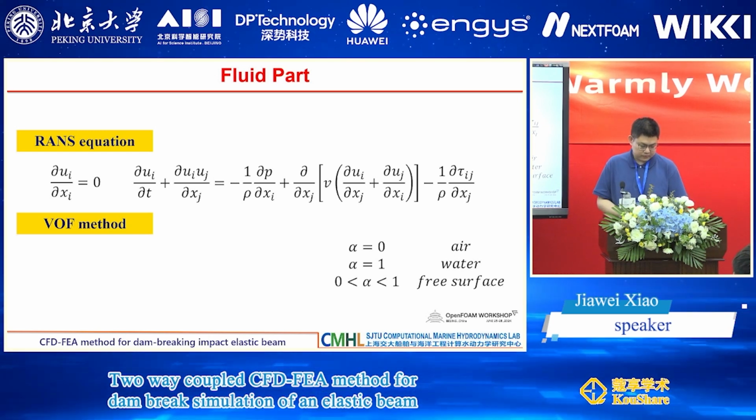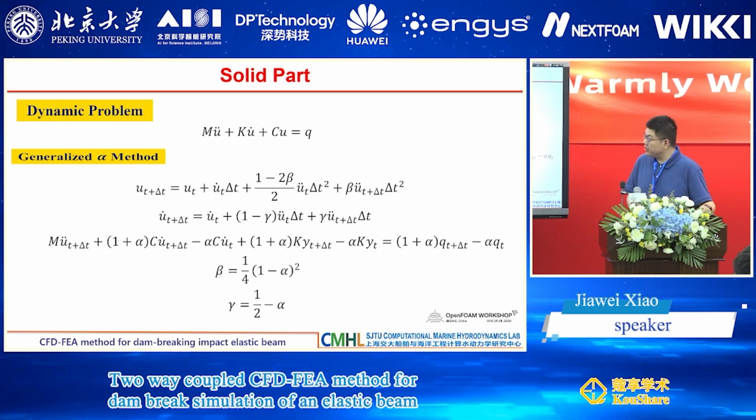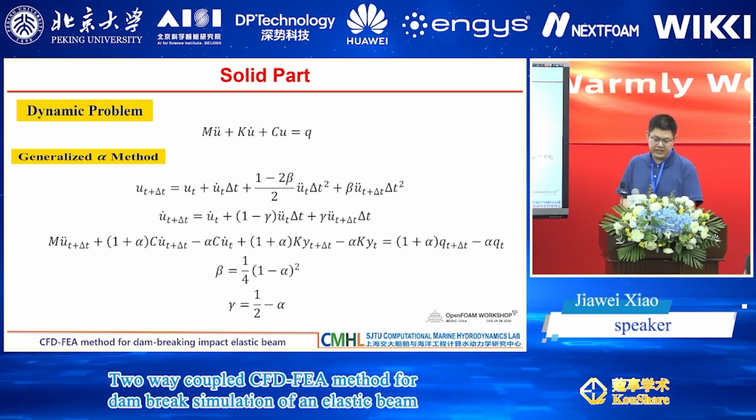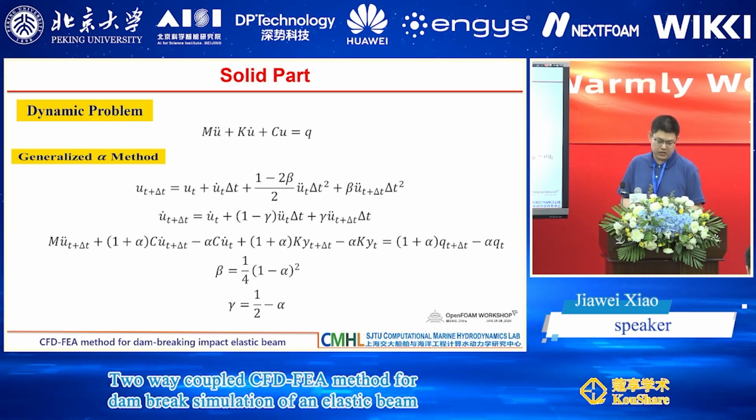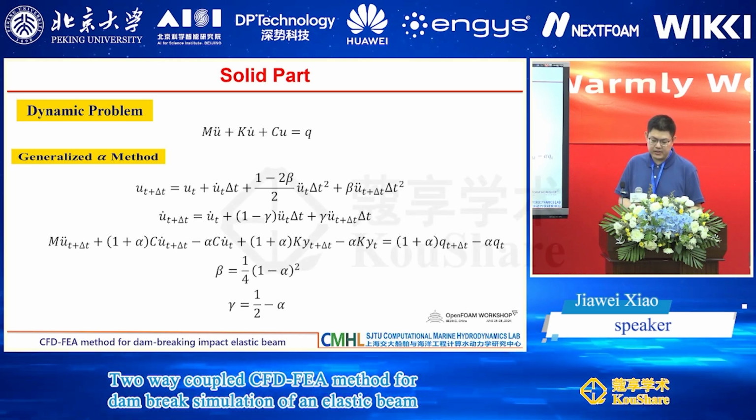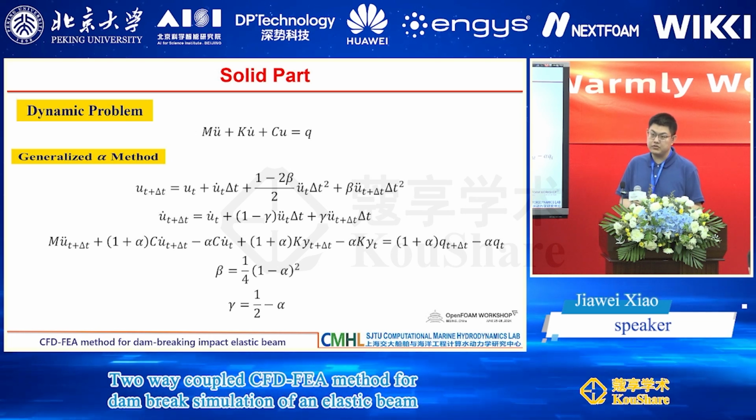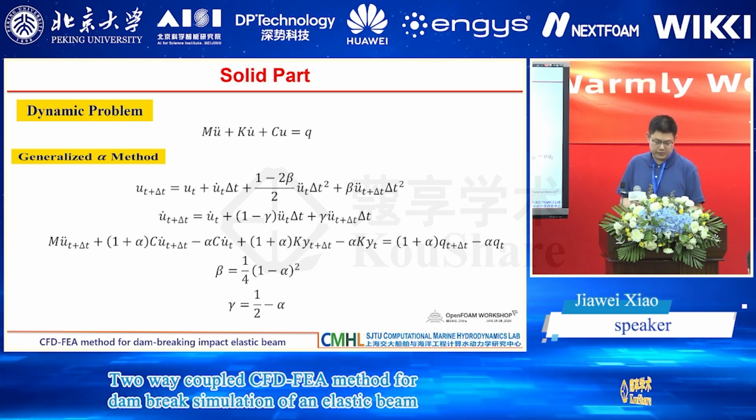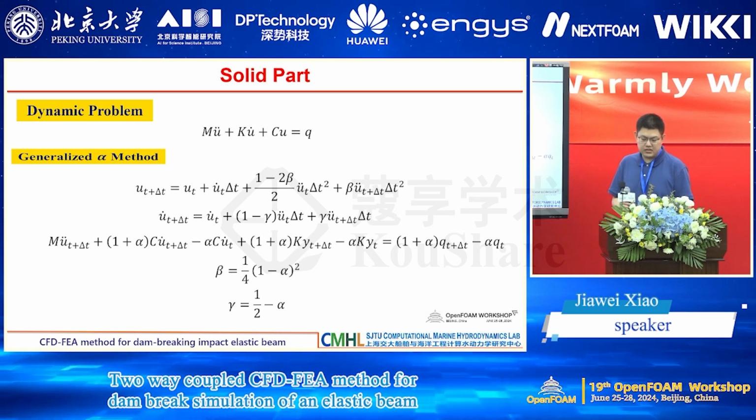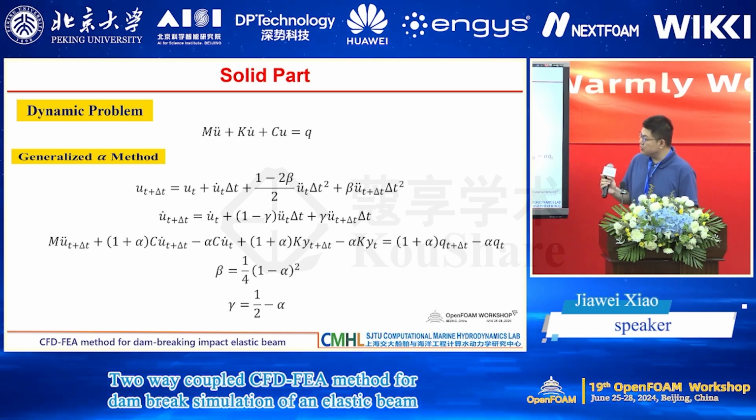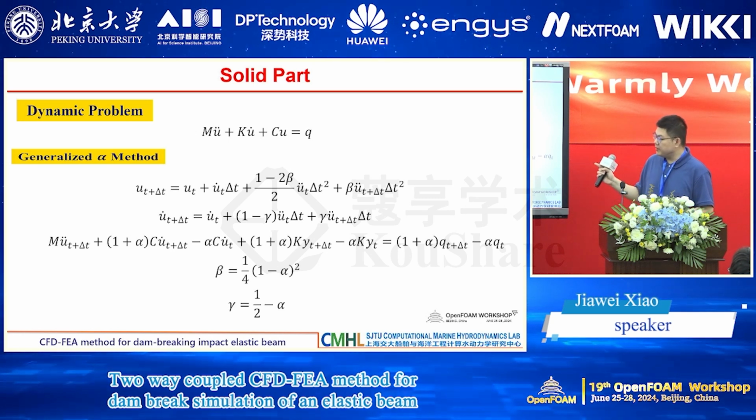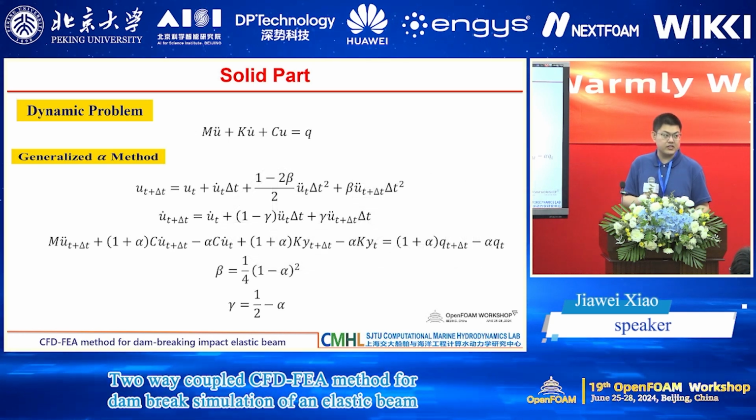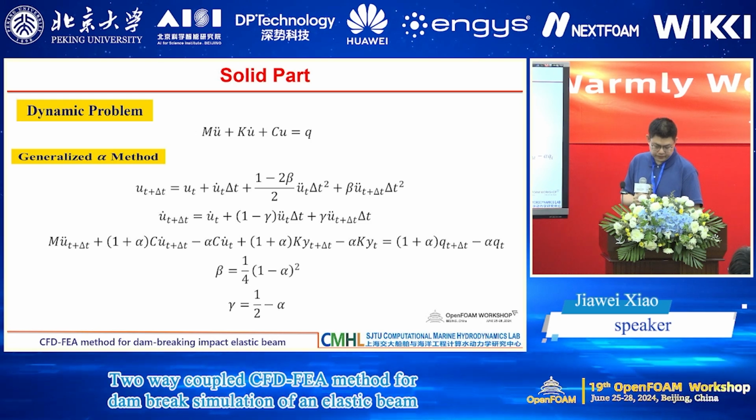And in the dynamic problem, the MKC equation is adopted, where M stands for the mass matrix of the structure, K is the stiffness matrix of the structure, and C is the damping matrix of the structure. And we introduced the generalized alpha method to solve the dynamic problem. The alpha, beta, and gamma control the calculation stability and accuracy.